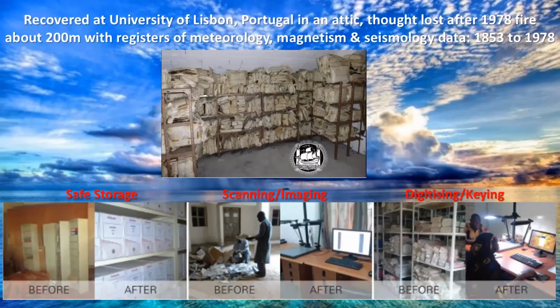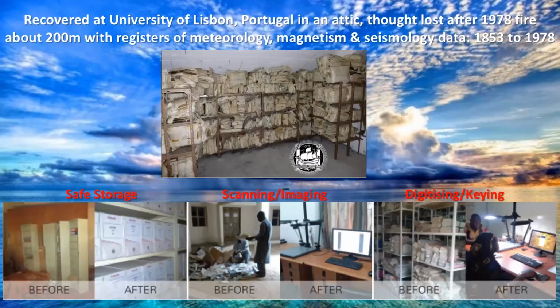Just again, some quick things on the quality of data. The top middle picture is some material that was found at the University of Lisbon in Portugal. I kept pestering my colleague there some years ago because they thought they'd lost all of this in a fire in 1978. They found it up in the attic of their building, some of it still singed: 200 meters of registers covering the period 1853 to 1978. We're still trying to get some money for our Portuguese colleagues to collate, scan, image, digitize, and curate it. So even in places in Europe now, it can be difficult to get money to do this sort of thing.